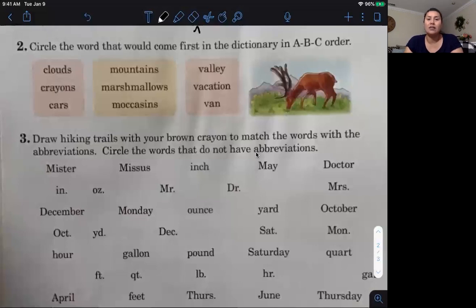Clouds, crayons, cars. So you're going to circle the word that would come first. Well, they all start with the C. So let's look at the second one. I'm going to cross out the C and underline L-R-A. Well, I know A is the first letter of the alphabet. Nothing's going to beat the letter A. So there it is. I can already tell for the second one.